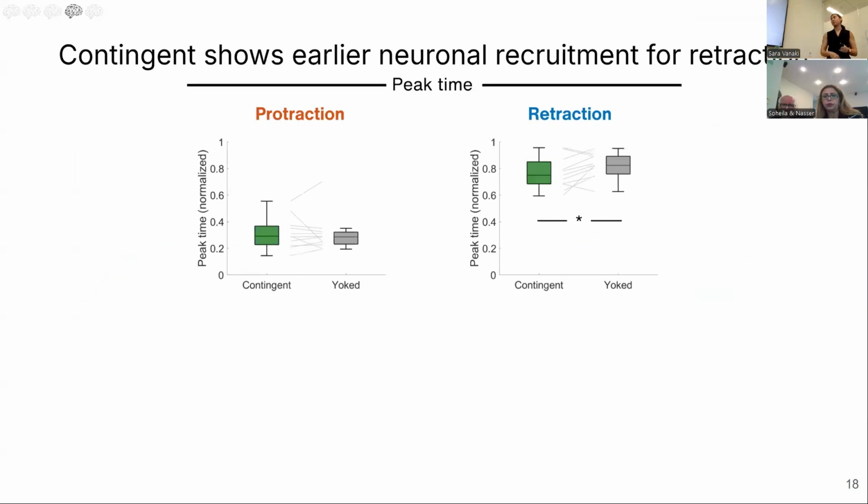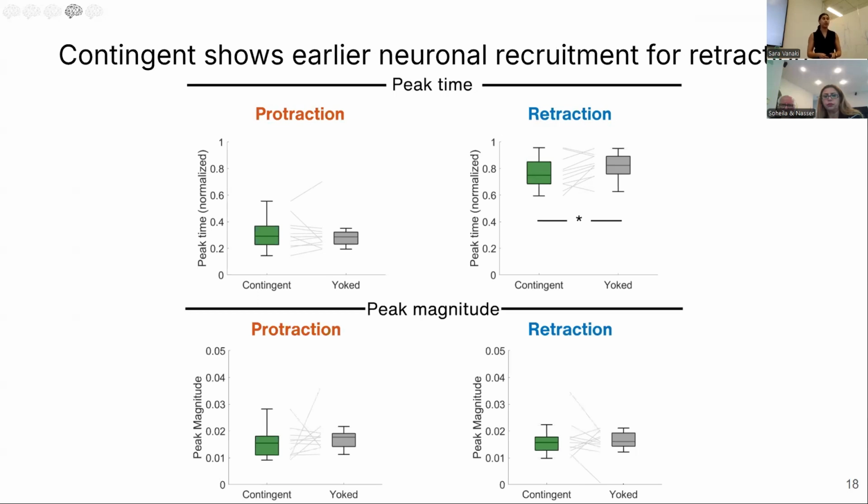Another piece that we looked at was how high the magnitudes of these different curves are, to see if there were any differences in either module, and we didn't find any differences between contingent and yoke, in either protraction or retraction. So that was something to note.